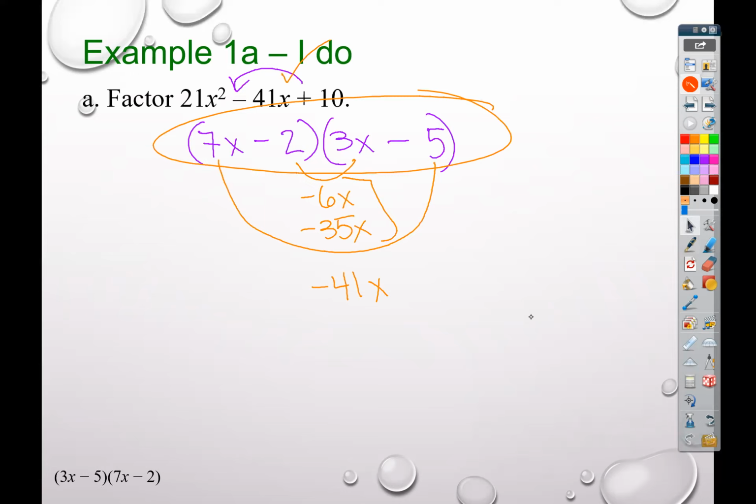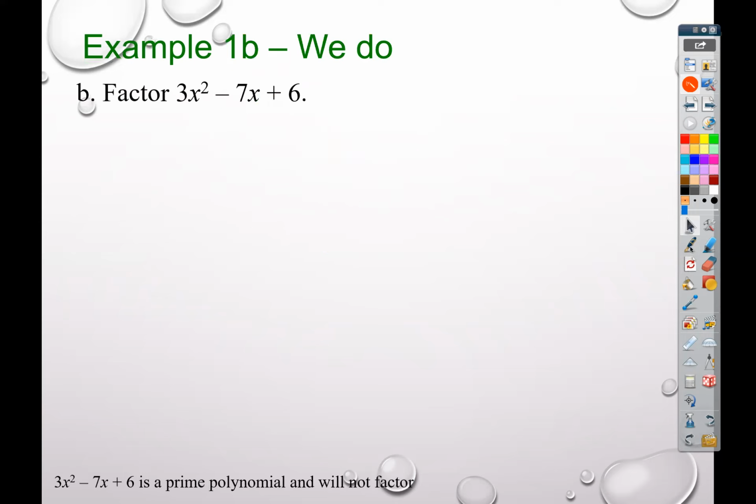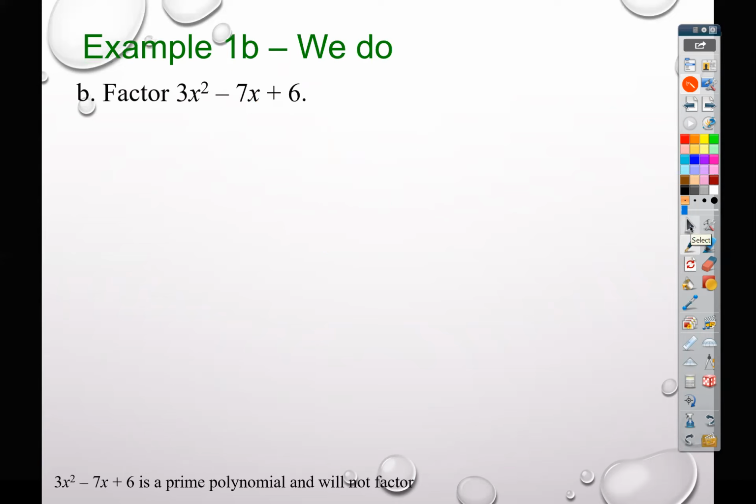And theirs is in a different order, but that's fine. Okay, 1B. All right, let's try this. So this is a good example where factor by grouping is actually helpful.